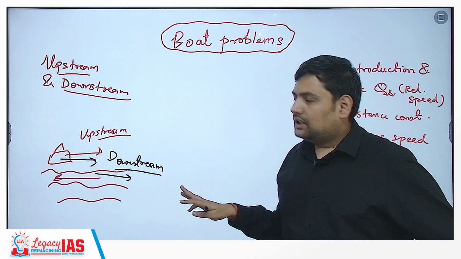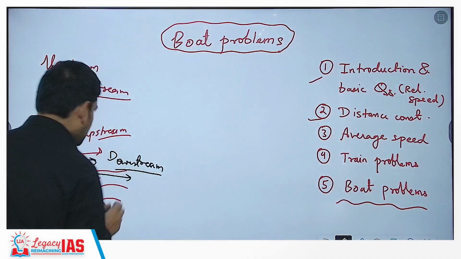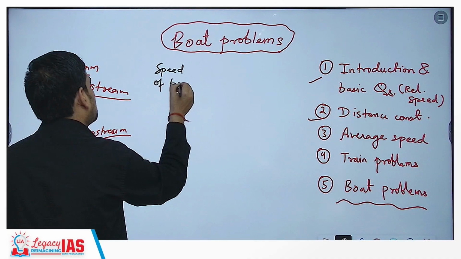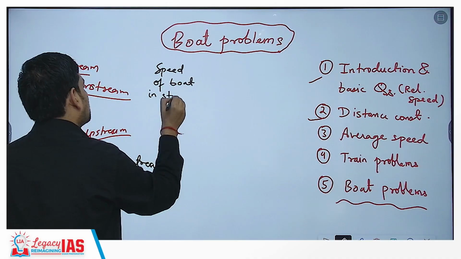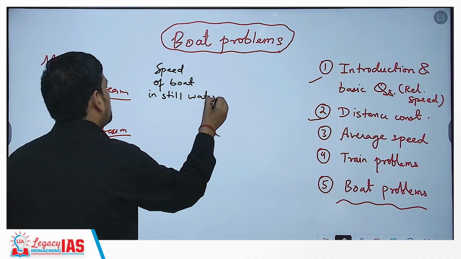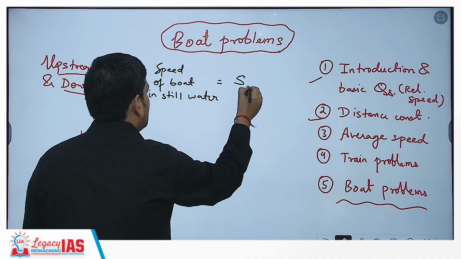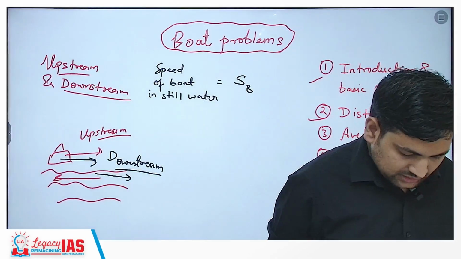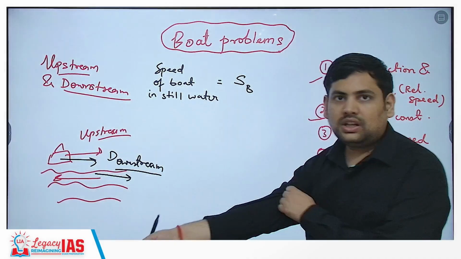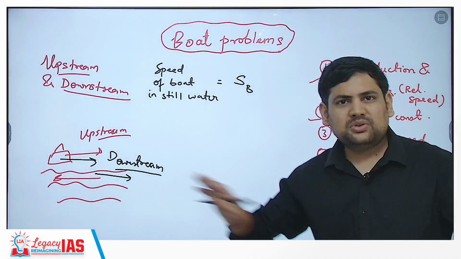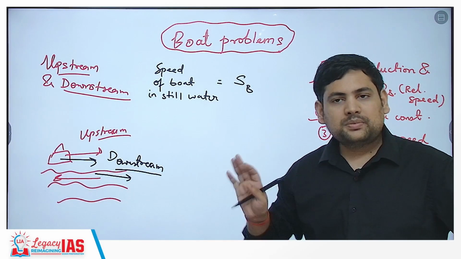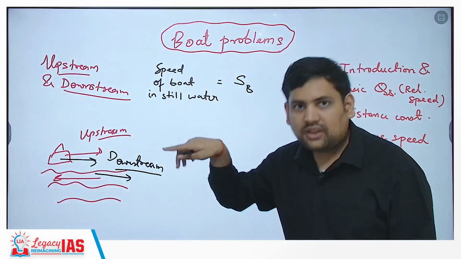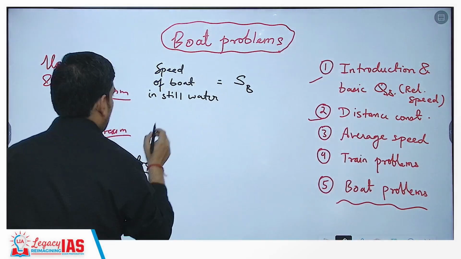Now, one term is called speed of boat in still water, which you can write as SB. Speed of boat in still water is when the boat is traveling in still water, like a swimming pool or somewhere where there is no upstream, no downstream, no flow in the water. That is called speed of boat in still water. So this is SB.